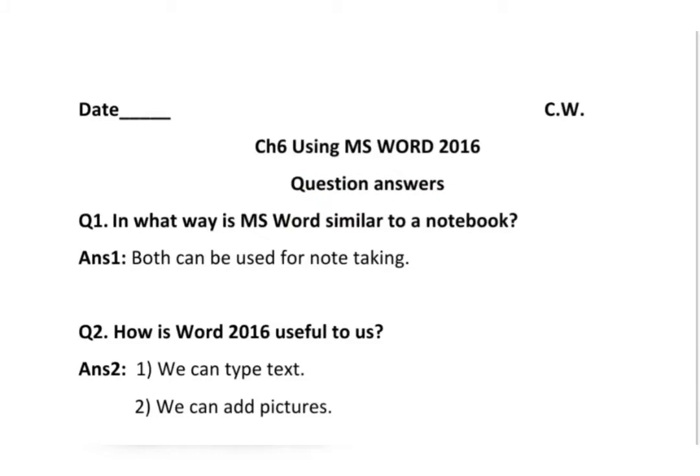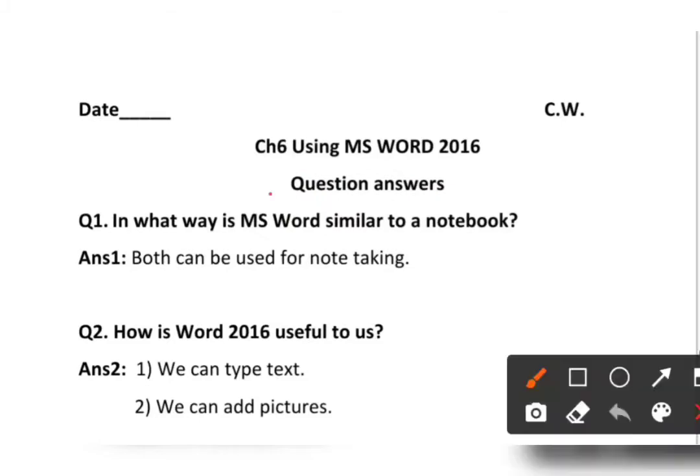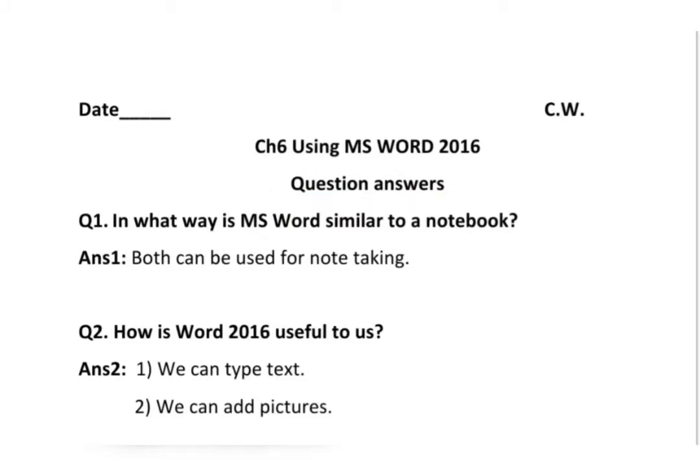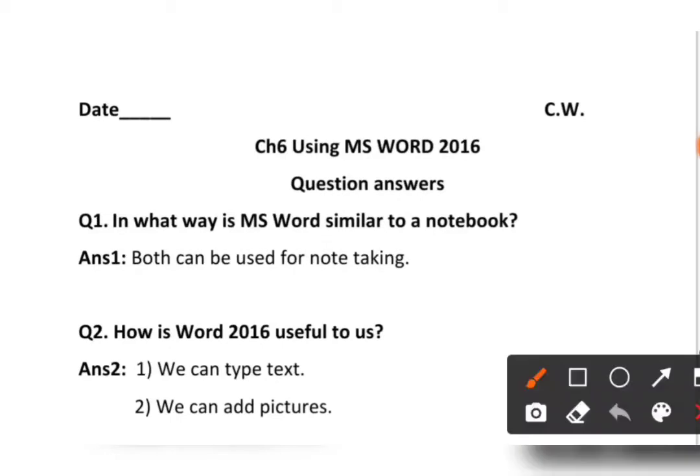After that, you will leave one line. After writing question answers, leave one line and then write question number 1. You can see the questions from the book also. It is on page 56. First question is, in what way is MS Word similar to a notebook? Okay, how MS Word is similar to a notebook? Then you will write question mark. Then you will write the answer.